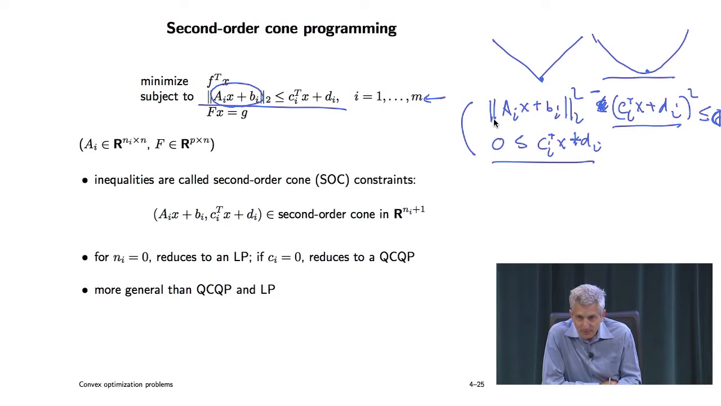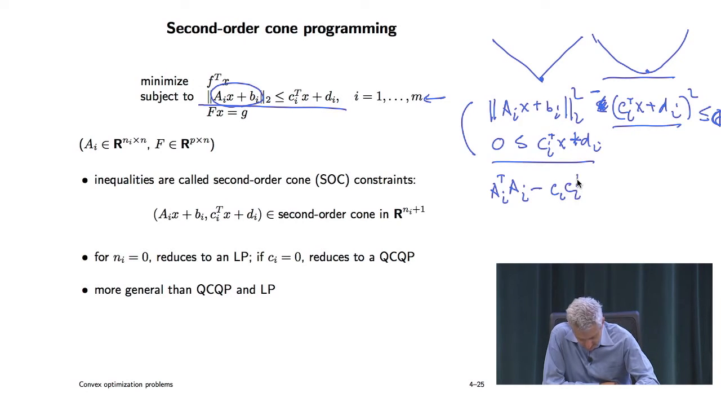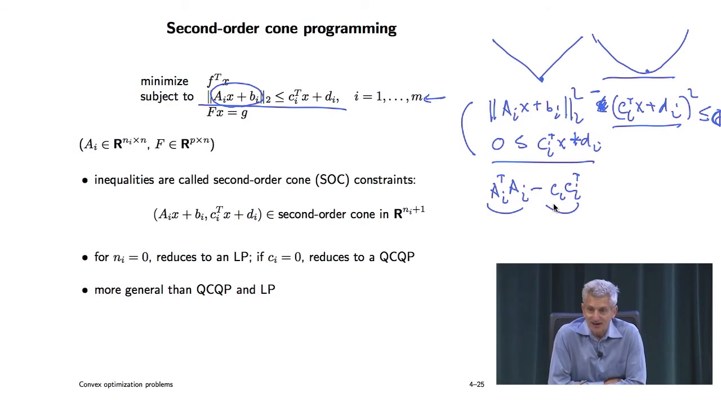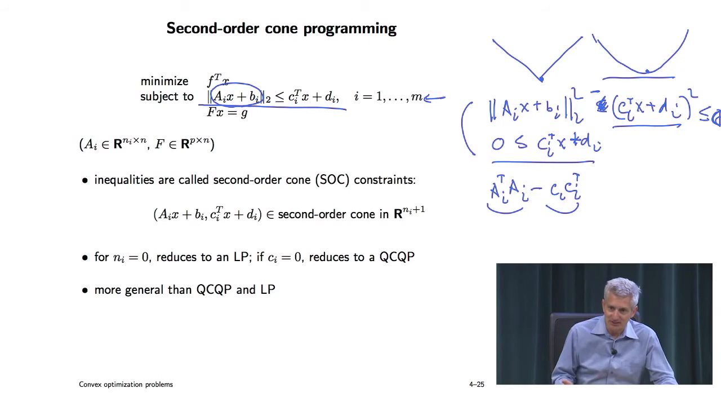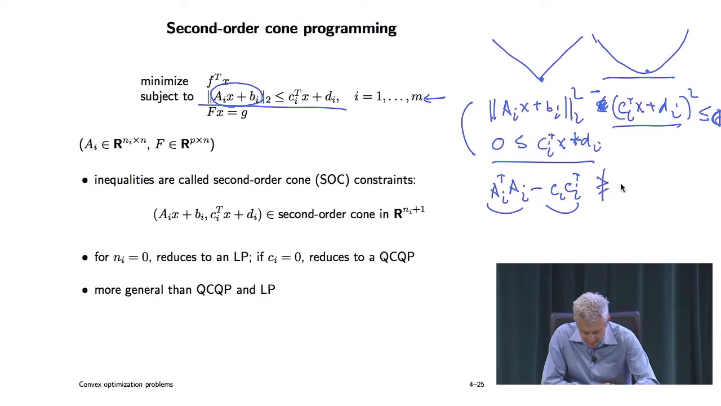The quadratic part of this matrix is exactly this one. It's AI transpose AI minus CI transpose CI. All right, now that's positive semi-definite, so is that, but the difference is not necessarily. Oh, by the way, if the difference is positive semi-definite, great. You have reduced your general SOCP to a QCQP. But if this is not positive semi-definite, you have a QCQP, but it's one with indefinite matrices, right? And that sort of makes it hard. Now, of course, it's easy, but you don't know that.